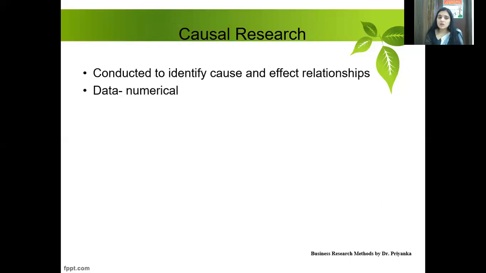Then causal research. This is generally conducted to identify cause and effect relationships. The data needed here is generally numerical, and you will get the result also in numerical form. And you can write and interpret it beautifully with the help of numbers. Causal research is basically done after exploratory and descriptive research, because after descriptive research you already know that yes, these are the parameters and this might be the problem. Now you just need to set up the relationship between two or more variables in causal research.